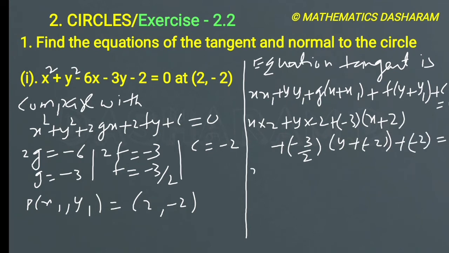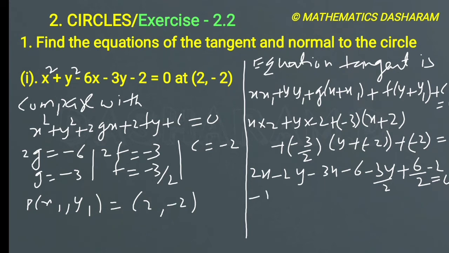Let's simplify this. 2x minus 2y, and minus 3 multiplied inside gives minus 3x minus 6. Next, minus 3y by 2 into (y minus 2): minus into minus gives plus, 3 twos are 6 by 2, which is 3, and then minus 2, equals 0. So 2x minus 3x is minus x, minus 2y minus 3y is... and for the constants, minus 6 plus 3 minus 3 minus 2 is minus 5, equals 0.